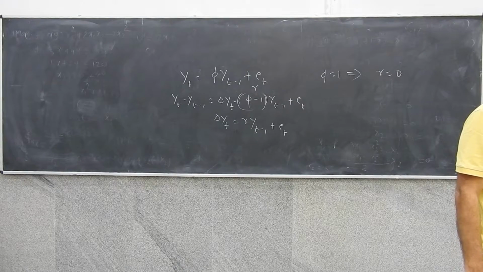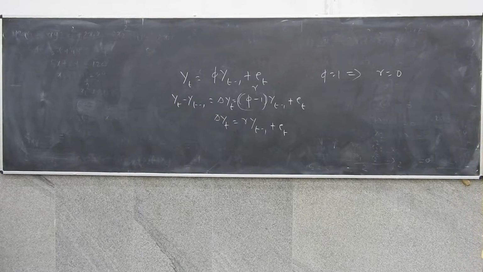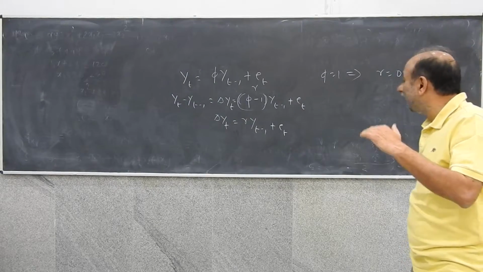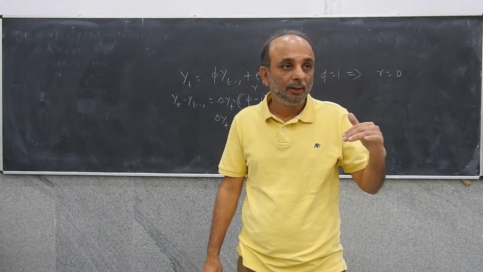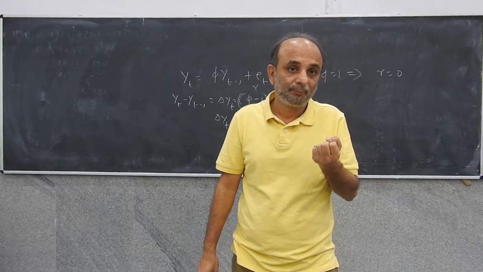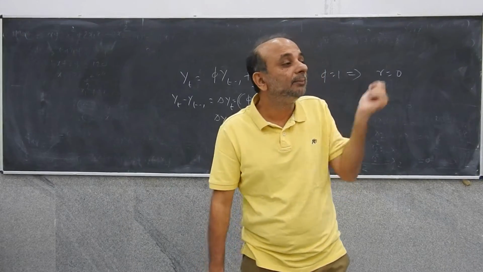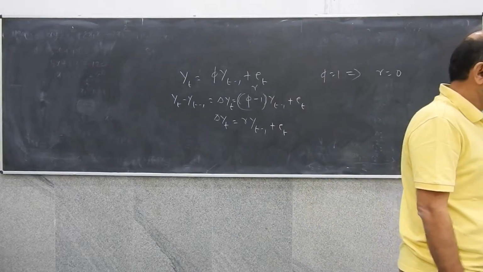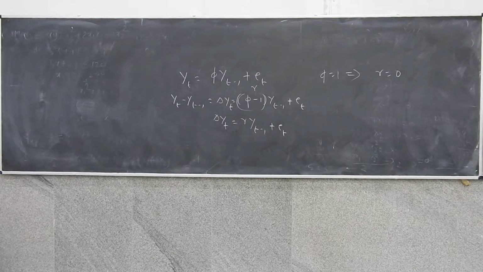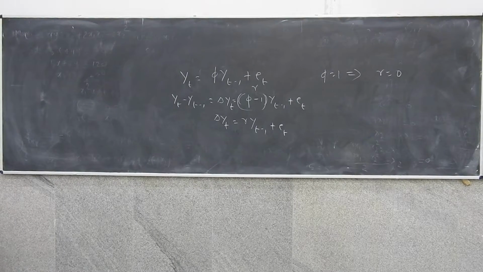So what we are going to do is test the null that gamma equals 0 against the alternative that gamma is less than 0. So it becomes a one-tailed test. In the Dickey-Fuller test, we are testing the null that gamma is equal to 0 against the one-tailed alternative that gamma is less than 0. That is, the absolute value of phi is less than 1.